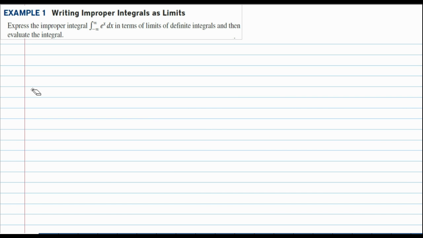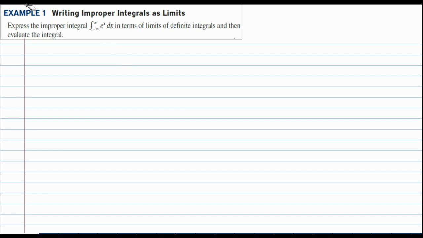Now remember, in calculus, part of the challenge is being able to switch from one concept to another. So I just showed you an example that converges. This example is actually going to diverge, so let's show you how that works. Express the improper integral negative infinity to infinity of e to the x dx in terms of limits of the definite integrals, and then evaluate the integral.